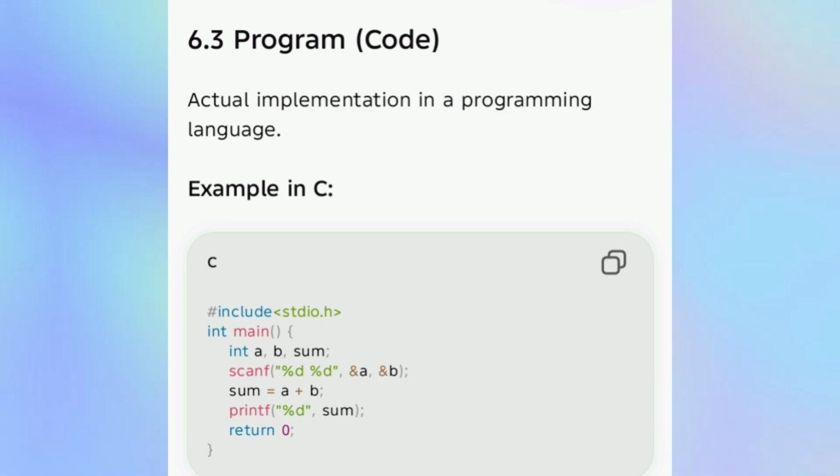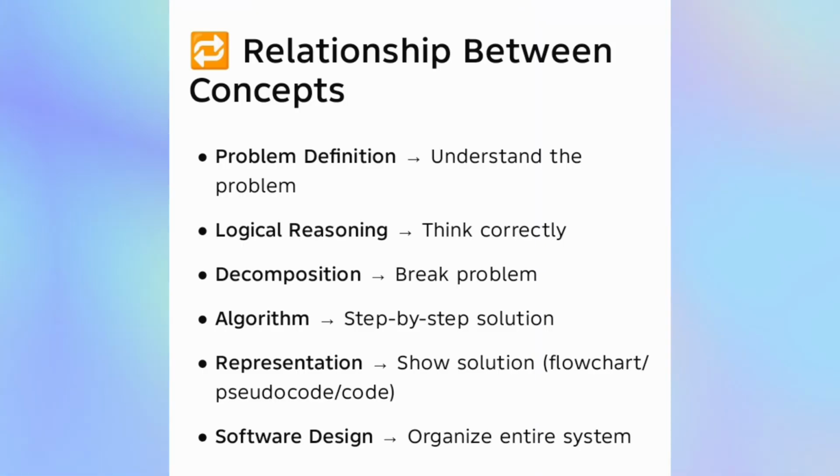A program is the actual implementation in a programming language. Example in C: #include <stdio.h>, int main. A simple addition program. Relationship between the concepts: problem definition, logical reasoning, decomposition, algorithm representation, software design. So the overall topics were discussed previously. This is a summary.